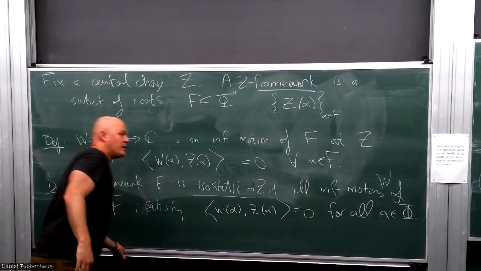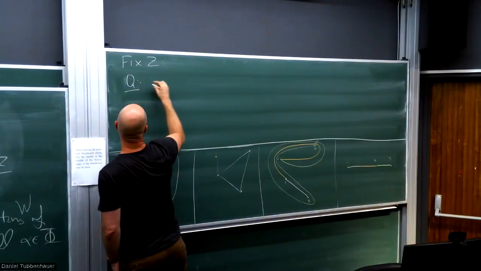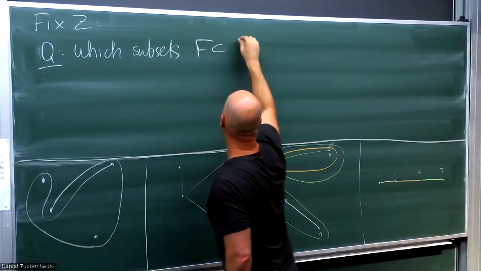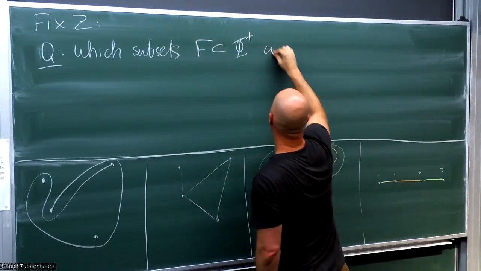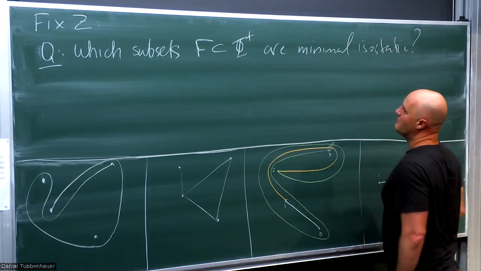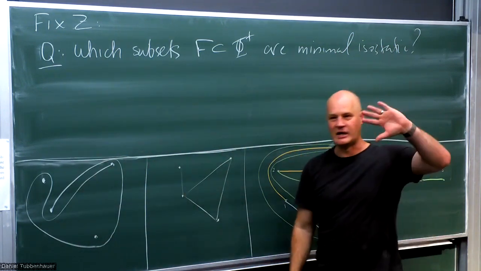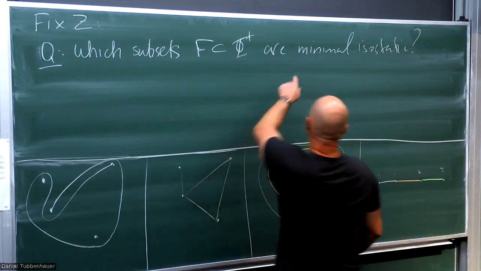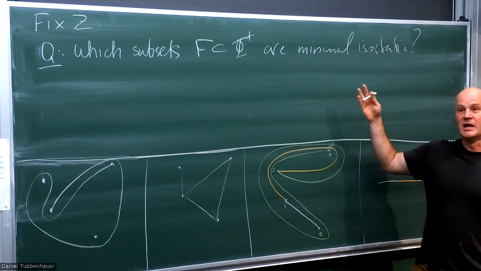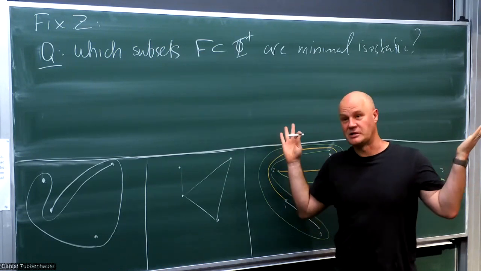Okay, so now again, fix that. Here's a question. Which frameworks, which subsets, say for other groups, are minimal isostatic? Meaning they're isostatic, so if you want to move the central charge and preserve the lengths of the vectors in your framework, you've got to rotate the entire central charge. Minimal just means that if you remove any root from the framework, that will no longer be the case. If you remove the root, you'll pick up an interesting motion. So these frameworks don't have interesting motion, but if you remove any root, they have an interesting motion. So it's a question.